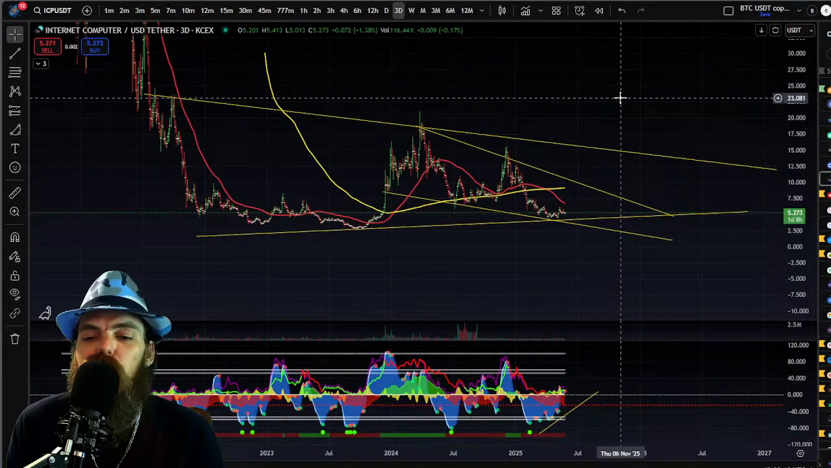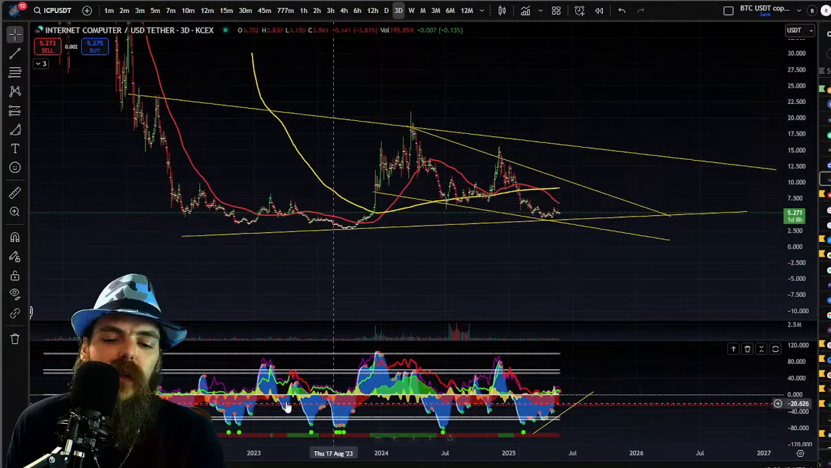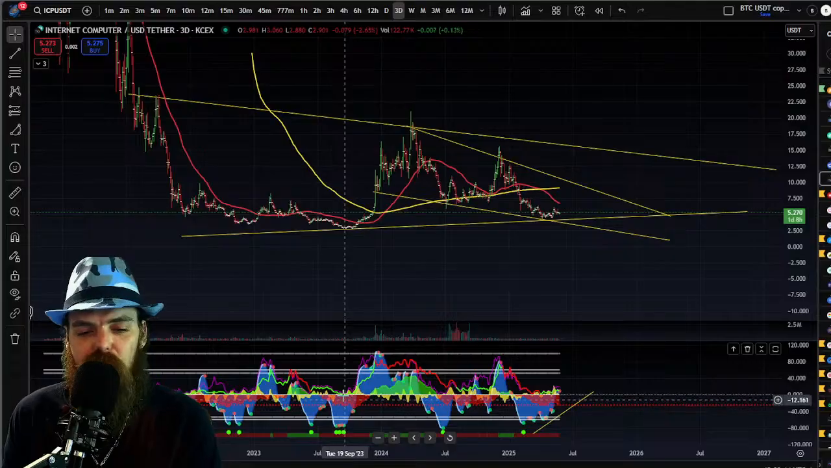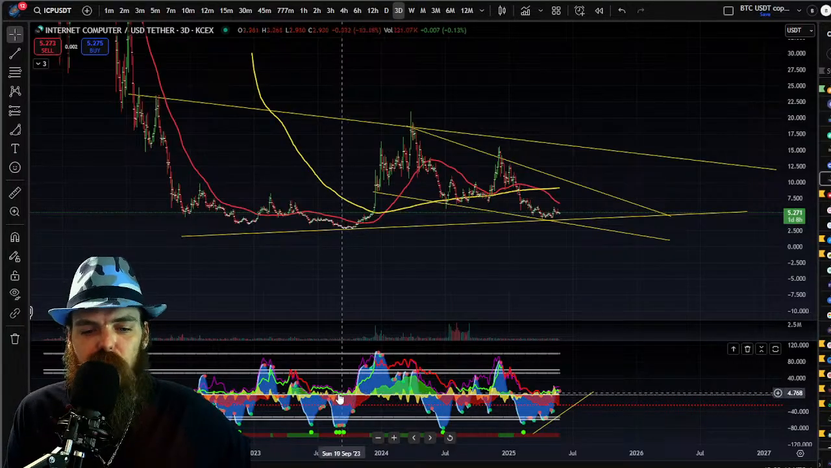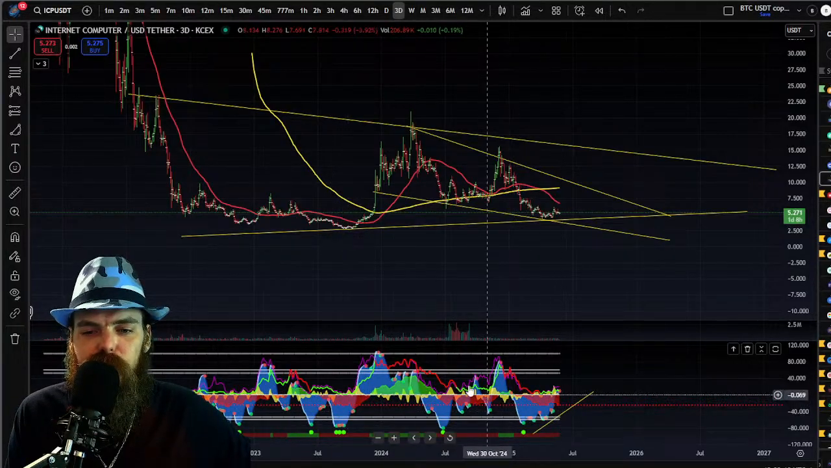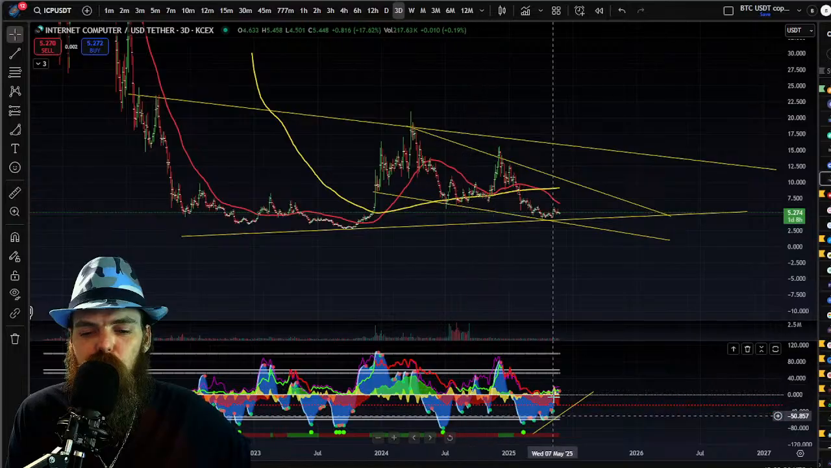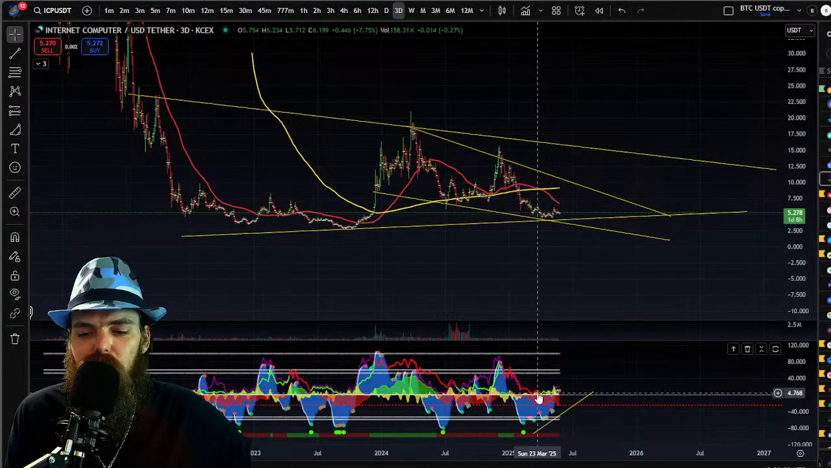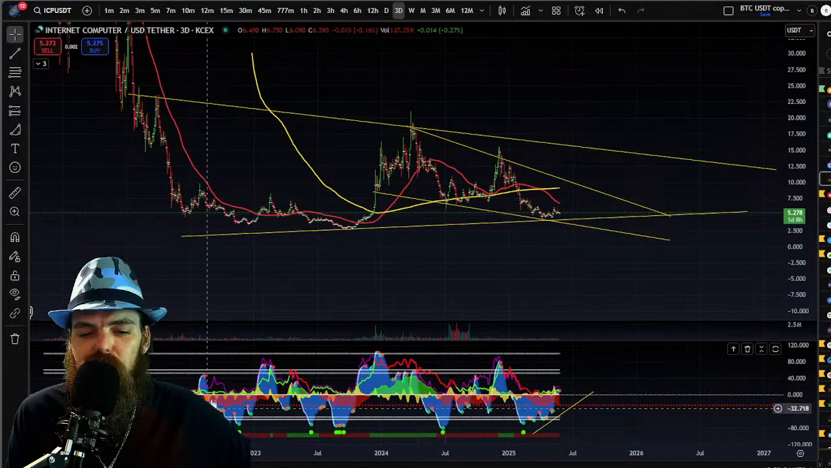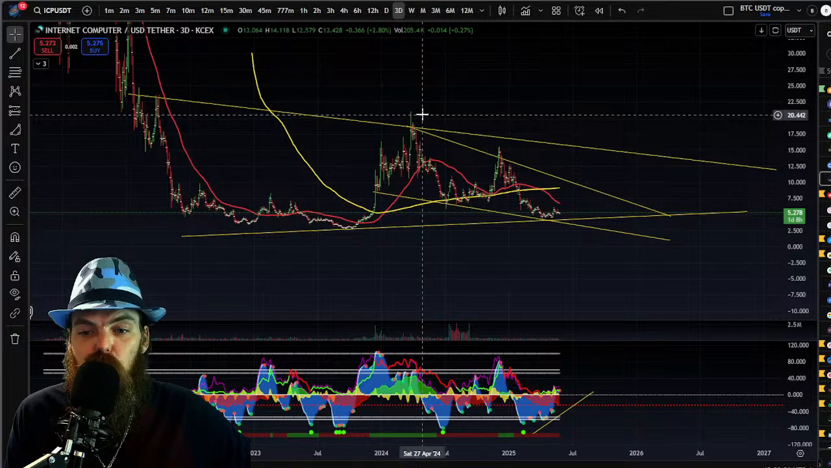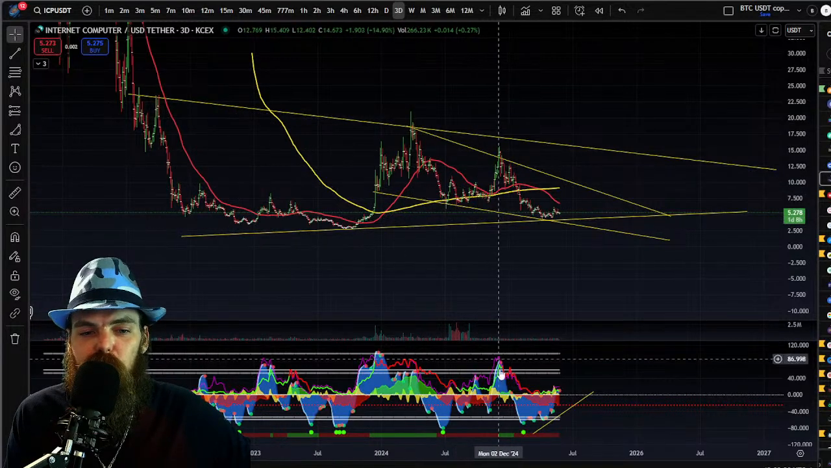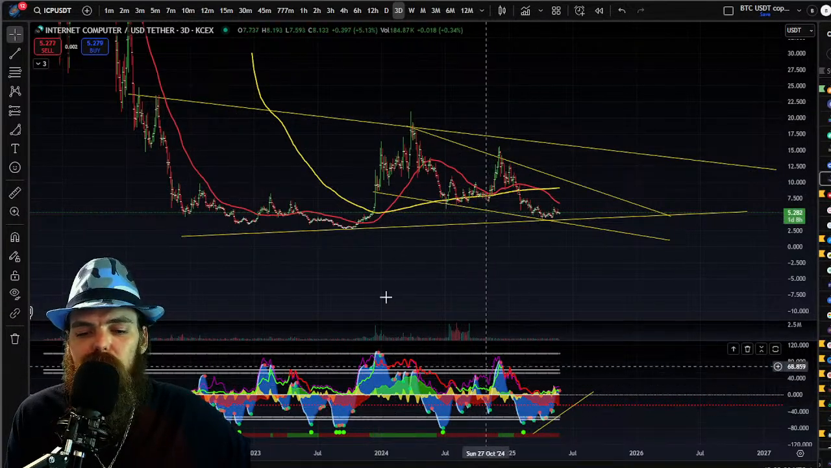ICP also looks good. I mean, every time you see Market Cipher just crunching down here like that, it's due for some type of a move, right? So here we are down here and we're crunching again. Do we get this move right now? I don't know, but a move we will get.